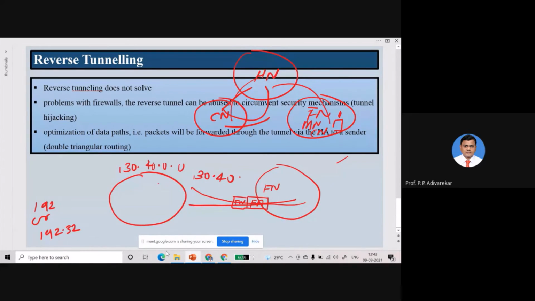So reverse tunneling does not solve this problem, but it still provides solutions for many other problems, so it should be implemented while implementing mobile IP. But the problem of triangular routing will remain as it is. We don't have any solution for that. That is the only problem that remains with reverse tunneling. Otherwise, reverse tunneling solves the problem of firewall, it solves the problem of TTL, and it also solves the problem of multicast group.